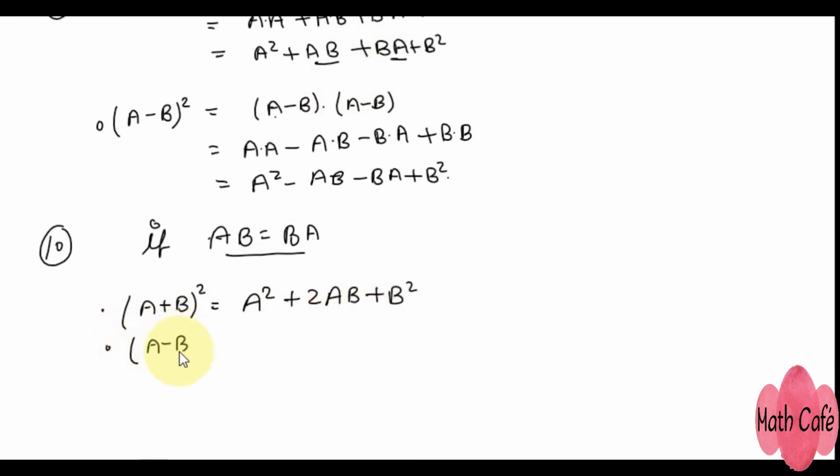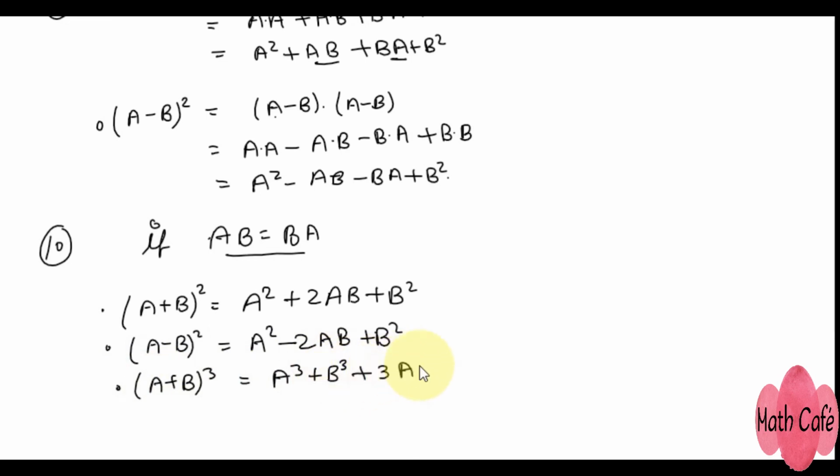(A - B) whole square will become A² - 2AB + B². And (A + B) whole cube will become A³ + B³ + 3AB(A + B), and (A - B) whole cube will become A³ - B³ - 3AB(A - B).